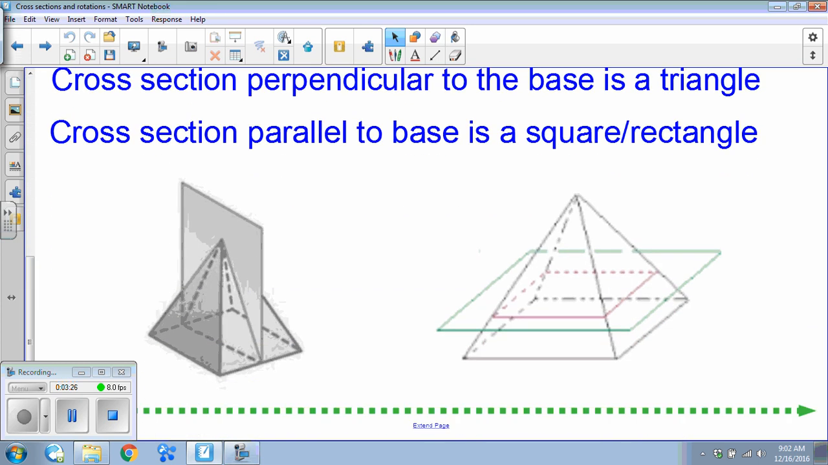Now, if it's a pyramid with a square base, because we have a triangular prism and a rectangular, and then we have a pyramid with a triangle on the bottom, and then we have one with a rectangle on the bottom. If it's got a rectangle on the bottom, if you slice it parallel to the base, it's going to create another rectangle. But if you go through the top, it's going to create a triangle, just like the cone. Makes sense?